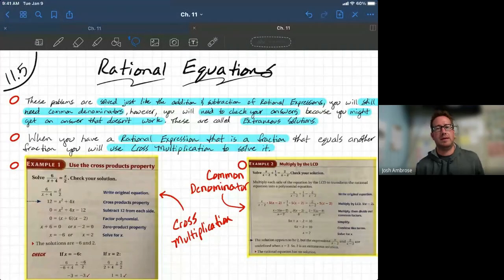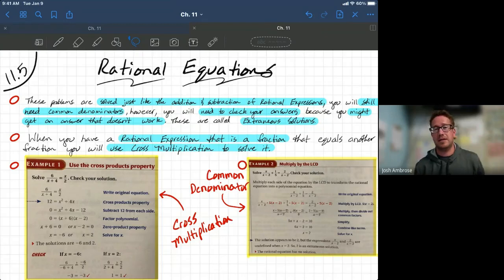Algebra 1. All right, guys, we are in the very last section of Chapter 11, Rational Equations. You guys have been working hard. Some of you really upped your game when it came to asking questions, taking notes. That's awesome. But everybody, let's keep that effort going up, okay?